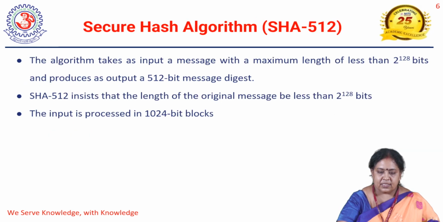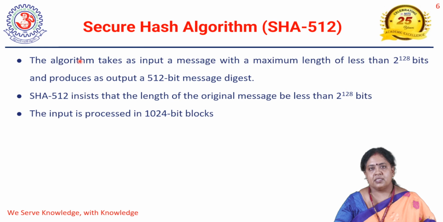So coming to the SHA algorithm, in this presentation we will discuss 512, which belongs to SHA-2. We are going to discuss the particular 512 and the remaining will be similar to this 512. So we are going to discuss this algorithm that we call SHA-512, that is, secure hash algorithm 512.